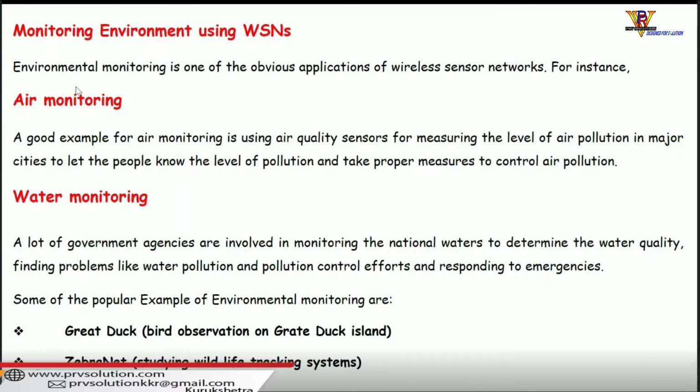So, if water is present in, let's say, some pond nearby a village or some town, sometimes where facilities are not there, the people may take water from that pond for drinking, etc. So it will be very dangerous if its quality is not good. To monitor the quality of this water, the wireless sensor may play an important role.